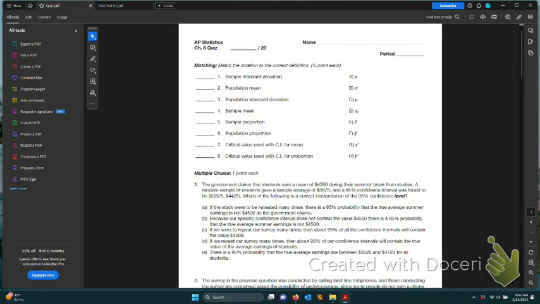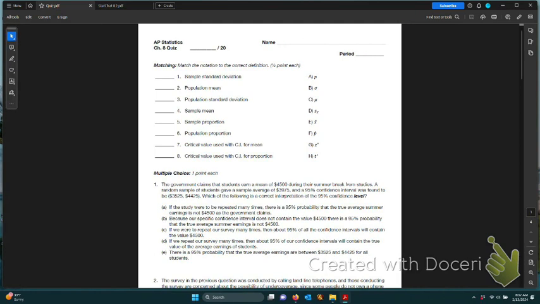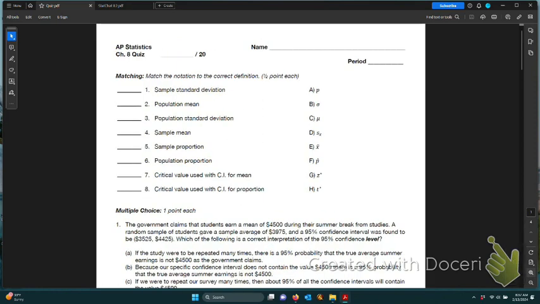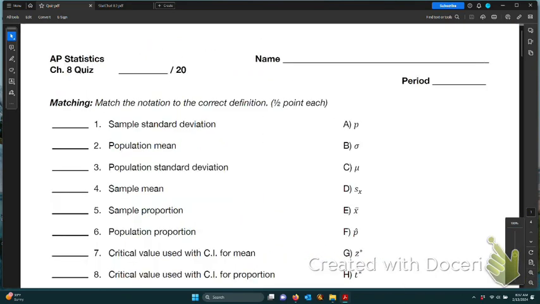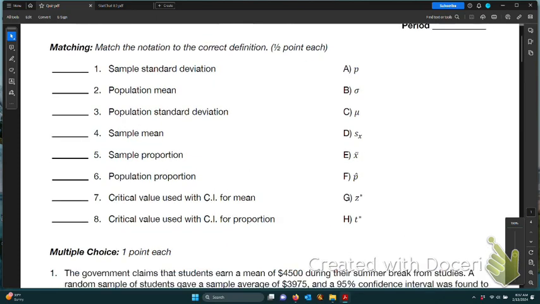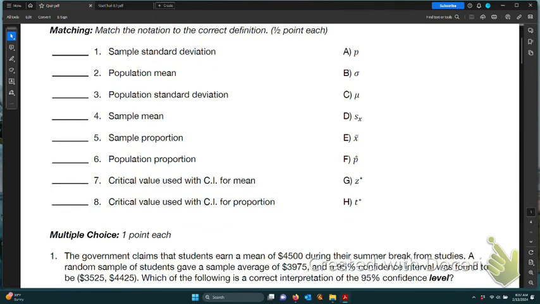Look at this guy, man. For the most part, you guys did pretty well on this. I was pretty impressed. With that being said, there are a couple of things. Your notation. The critical value for a confidence interval for means, we use t star. For a confidence interval for proportions, we use z star. For the most part, the rest of your notation was pretty solid.